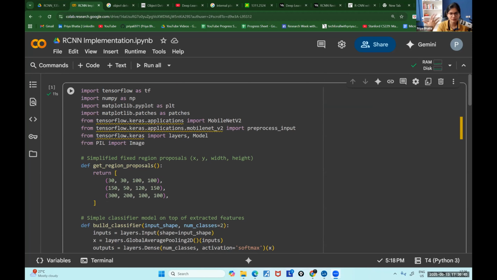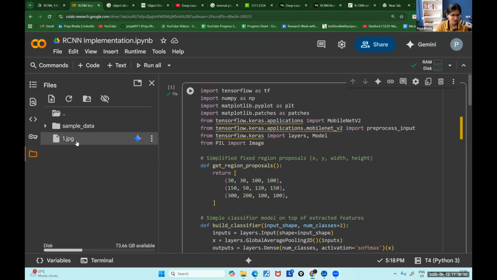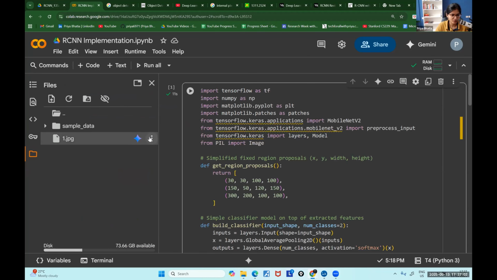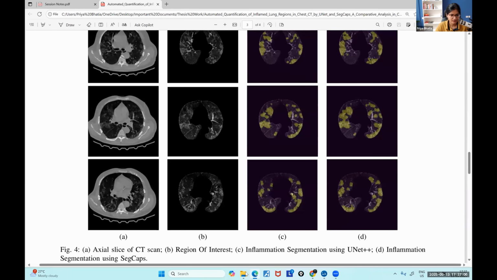But definitely when you are working with real-time data, you will be dealing with a huge number of images in your dataset. For now, I have just taken a single image, which I captured from this Kaggle sample data of object detection. So let me first showcase this image. Just give me a second.